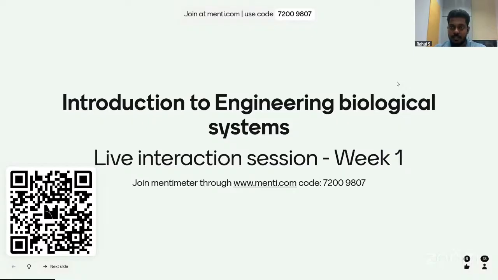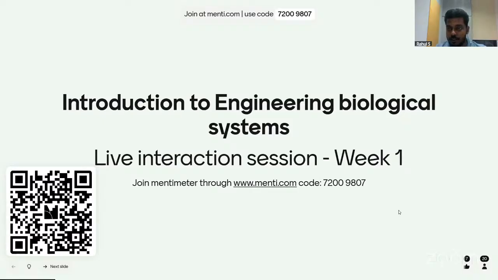If you look at the chat box, the website is given and the code is also given. On the screen also you can see it. We have around 40 participants in the Zoom. It will be nice if every one of you joins the Mentimeter also. Please unmute yourself for any early questions, like if you have any difficulties in joining Mentimeter or something like that.